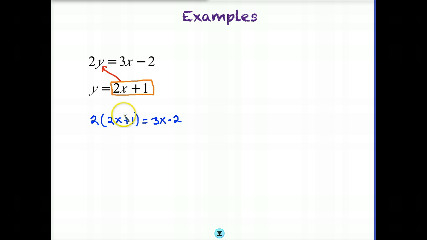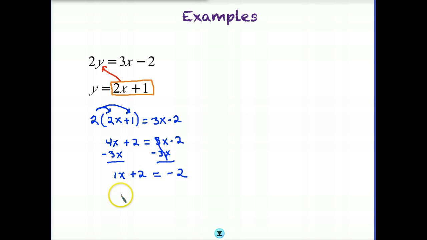Now I need to distribute and combine my like terms. So I'm going to distribute the 2 into the parentheses. 2 times 2x is 4x. 2 times 1 is just 2. Now I've distributed and I will need to combine my like terms. So I'm going to move the 3x over by subtracting it. 4 minus 3 leaves me with just 1x. 3 minus 3 is 0 x's, and so that is equal to negative 2 on that side.